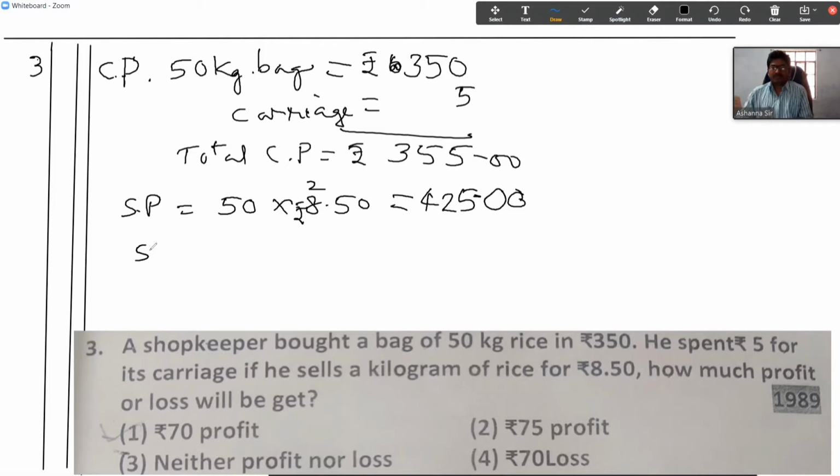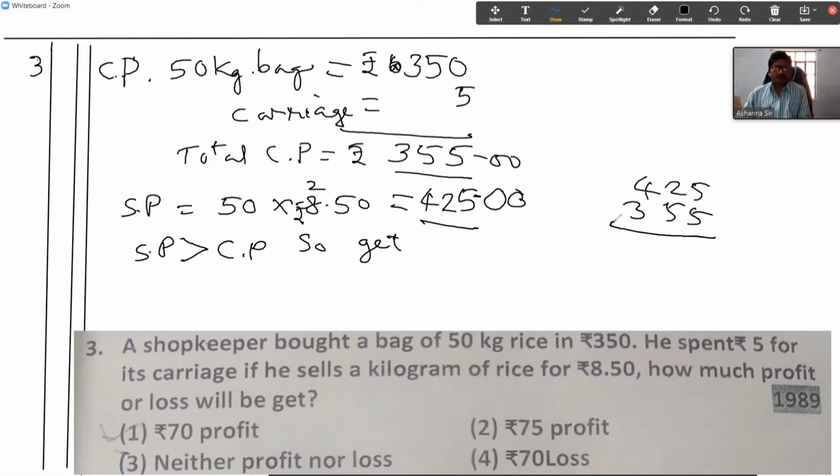So here the selling price is greater than cost price. Selling price is 425, cost price is 355. So selling price is greater than cost price, so you get profit. How much profit? 425 minus 355. 70 rupees. You get profit 70 rupees. So option is 1.